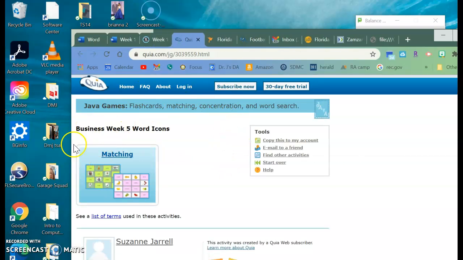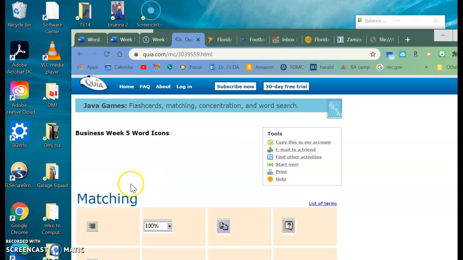If it comes up and it asks you for Flash, you might have to look right up here. It might say blocked plugin. And then you can go ahead and allow it, and then you'll be able to play.